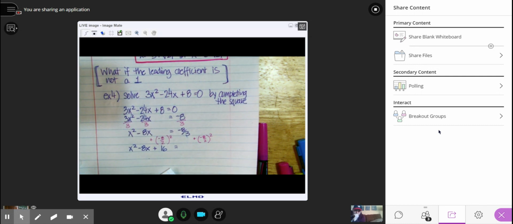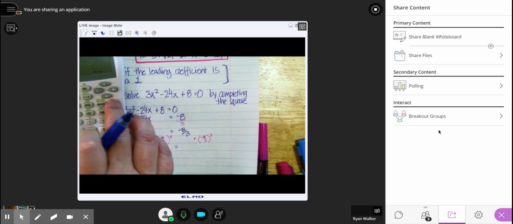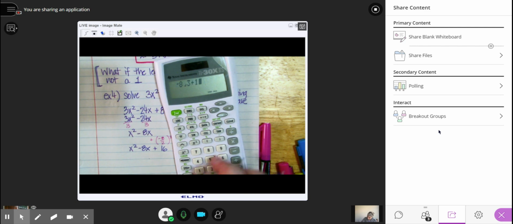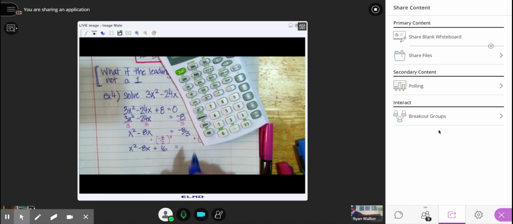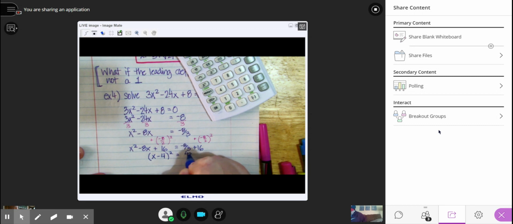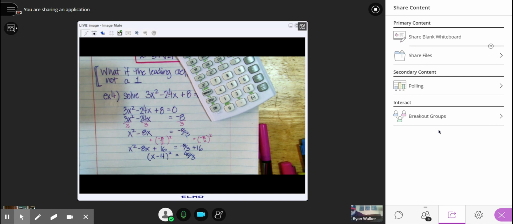Because we always add half of this linear coefficient squared. So I'm going to do a negative 8/3 using my fraction button. And then I'm going to add 16. And I get an x minus 4 quantity squared is equal to 40 over 3.